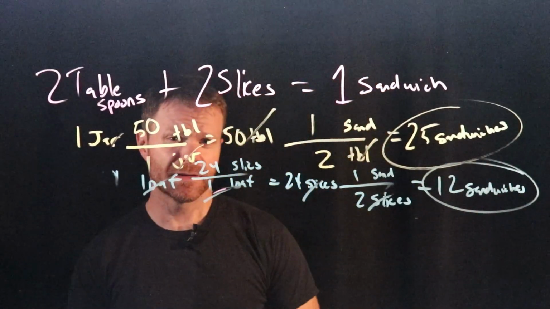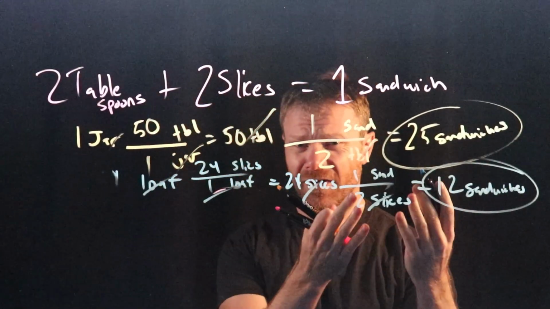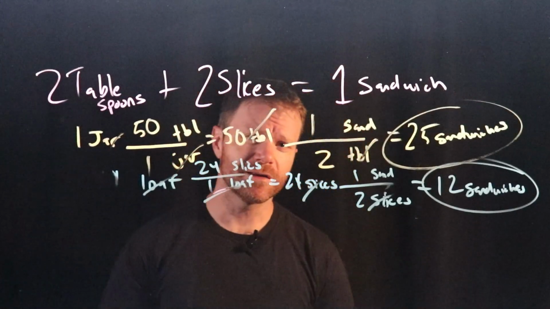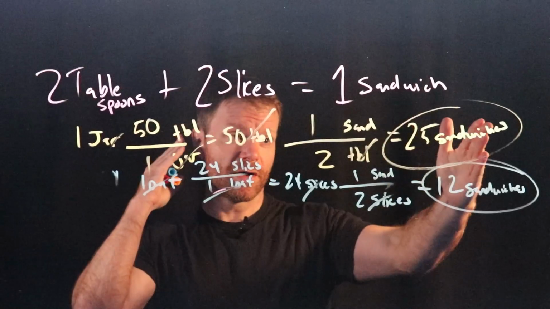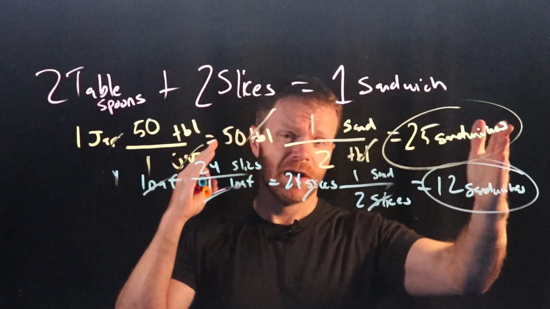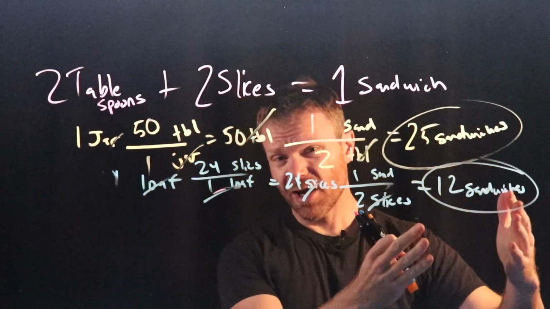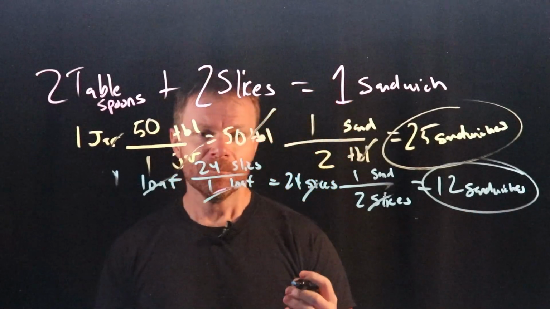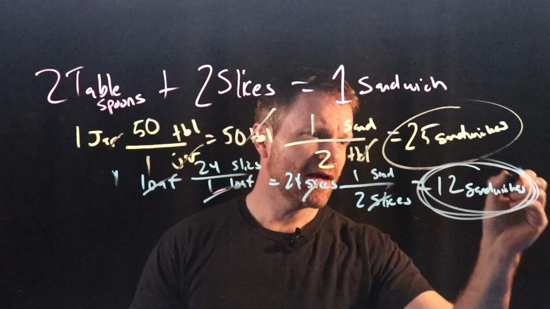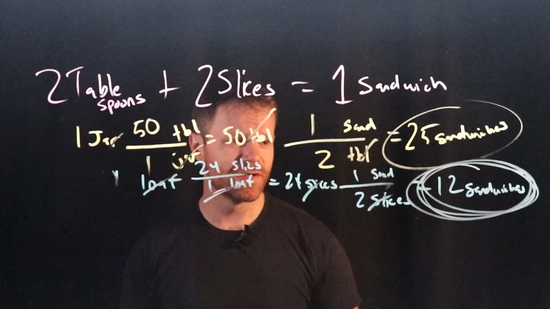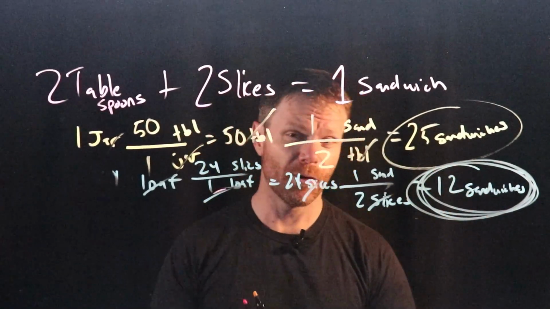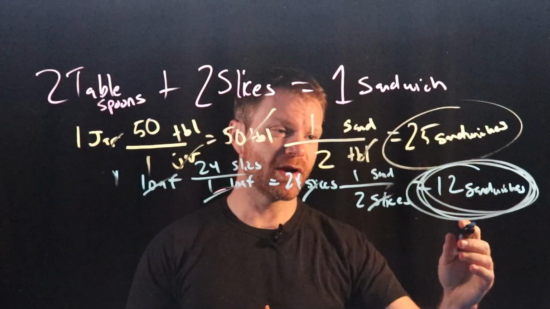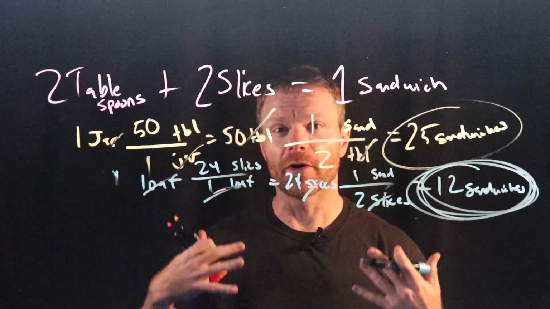Okay, so the answer is 25 and 12, 2 different numbers? No, we all know this logically. If I have enough peanut butter to make 25 sandwiches, but I only have enough bread for 12 sandwiches, I'm really only making 12 sandwiches. I can only make as many sandwiches as my bread allows. If I want to make more peanut butter and jelly sandwiches, I can keep using the same jar of peanut butter, but I'm going to need to buy more bread.